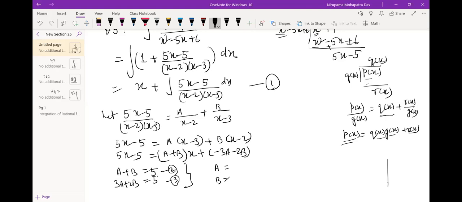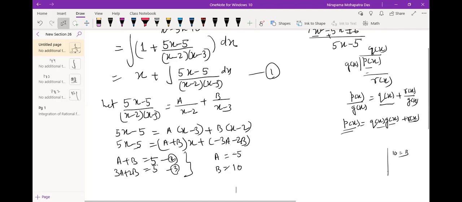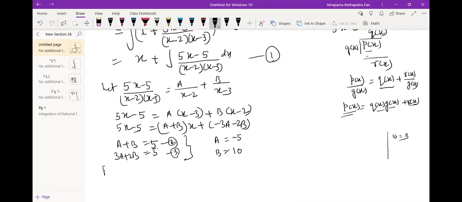Let me show it here. I told you, take x equal to 3. So 15 minus 5, 10 equals B. So you get B equal to 10. And what about A? If A plus B is 5 and B is 10, A equals minus 5. Otherwise you can solve it also. Now what is your integral? From 1 you can see the required integral.